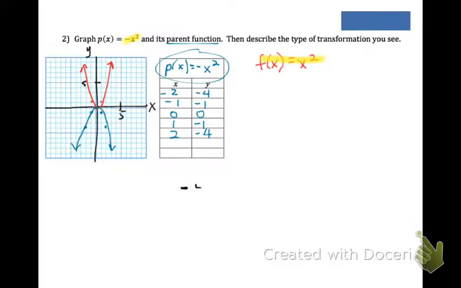So thinking about the definitions of the different transformations, this is a reflection, and it's being reflected about the x-axis. So notice to do that in our p of x function, our output, which was x squared of the parent, was multiplied by a negative 1. And so that causes all the values to become negative and the points to be reflected over the x-axis.